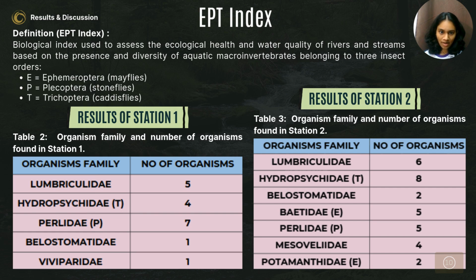At Station 2, Hydropsychidae, Baetidae, Perlidae, and Potamanthidae were recorded, indicating a greater diversity of EPT taxa. This suggests that Station 2 has a better ecological condition and supports more pollution-sensitive macroinvertebrates than Station 1.